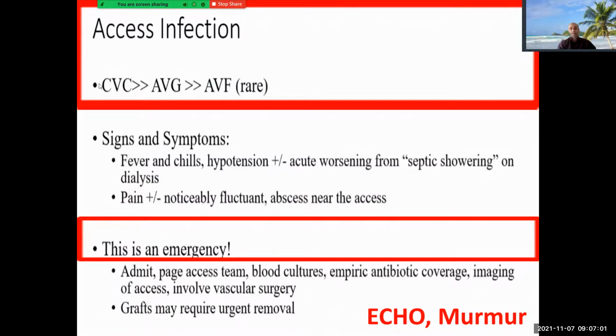Access infection: CVC more than AV graft, more than AV fistula. The AV fistula is the least. The least infection will happen with a native AV fistula, followed by graft, followed by CVC. CVC is the most common source of infection in hemodialysis.